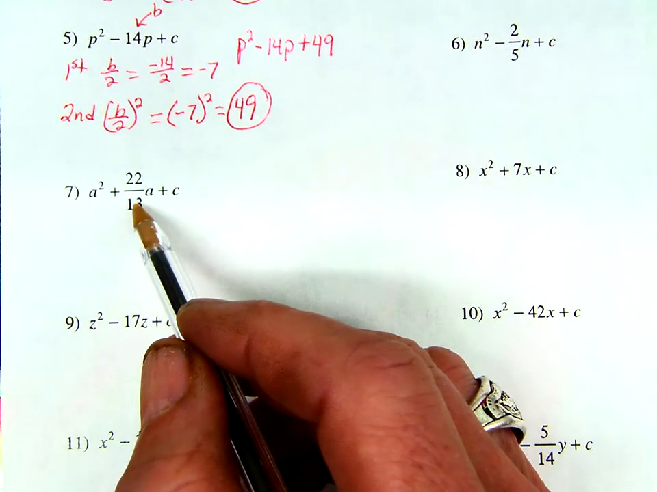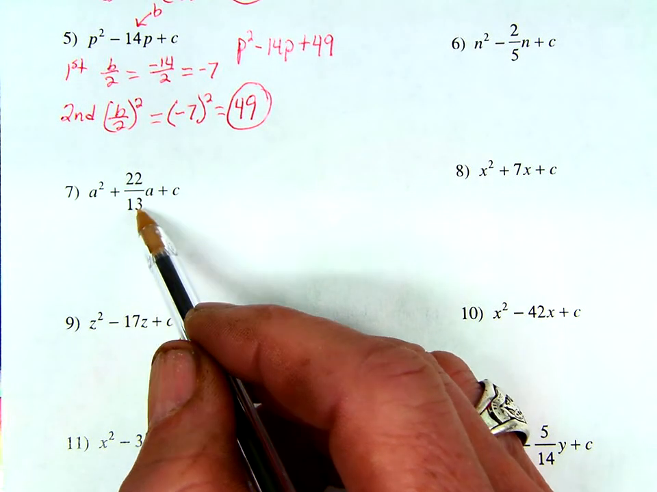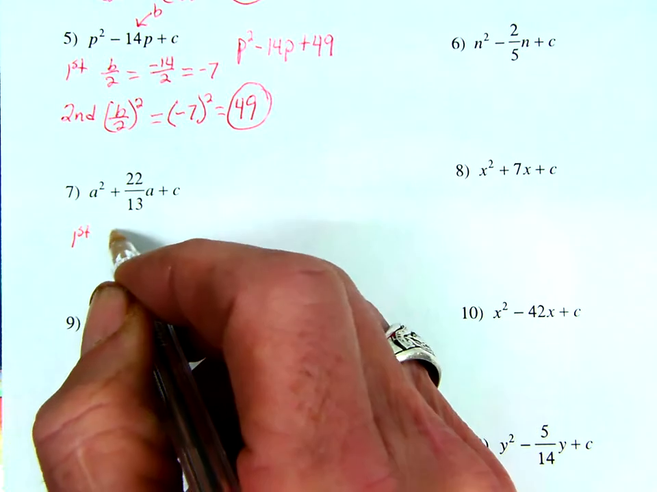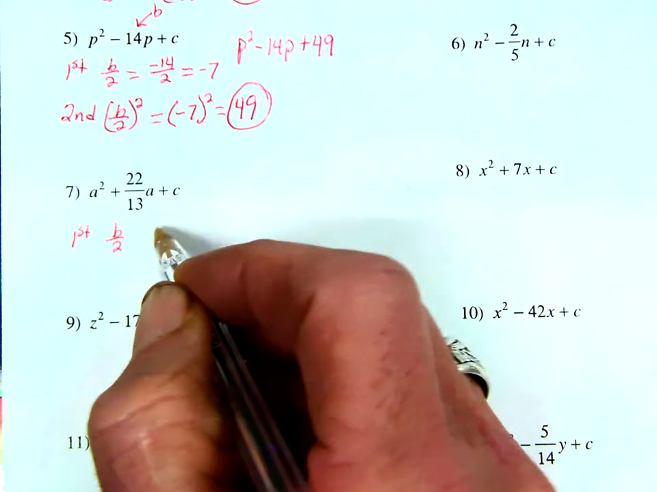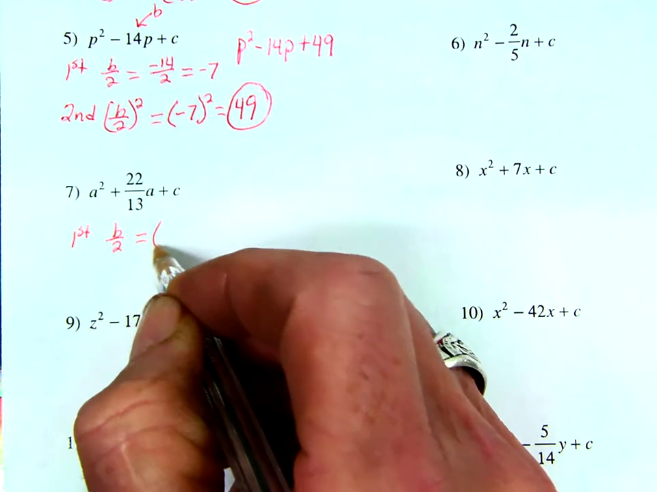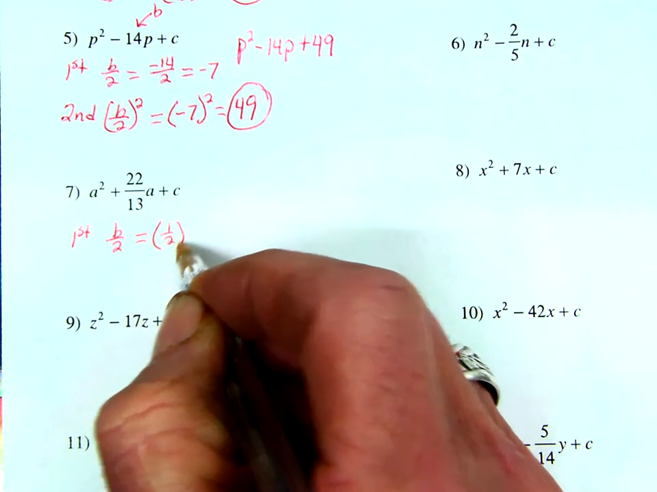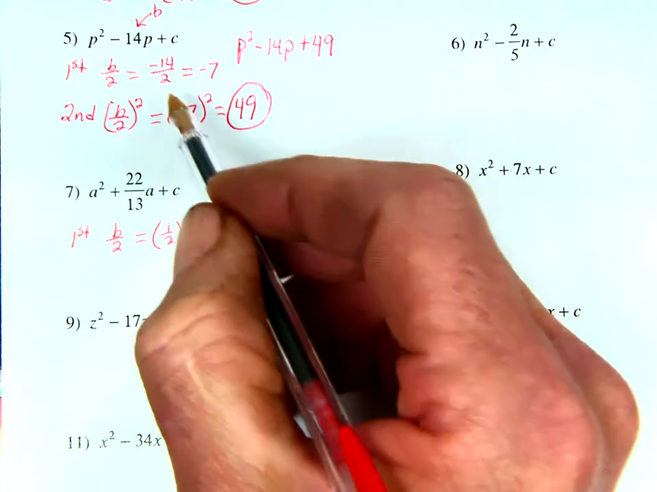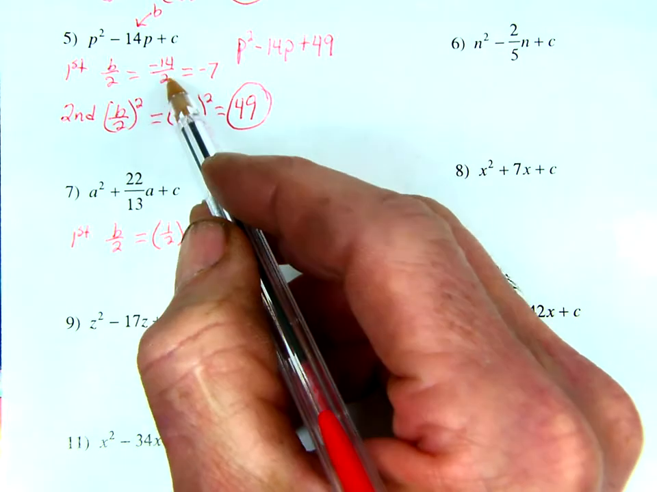Okay, here's a fraction again. Here's b, 22 over 13. So the first step, b over 2 equals 1/2. So when you have a fraction, use 1/2. When you have a whole number, just divide by 2.